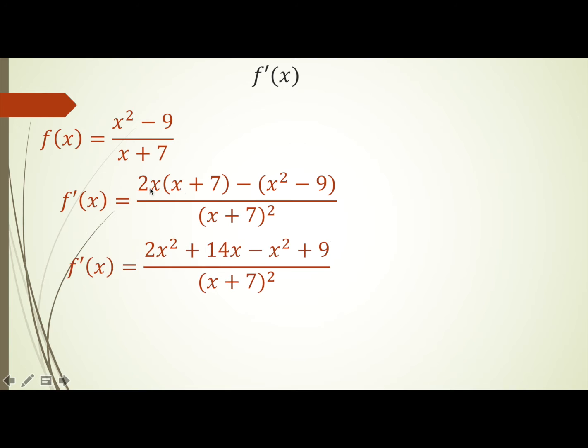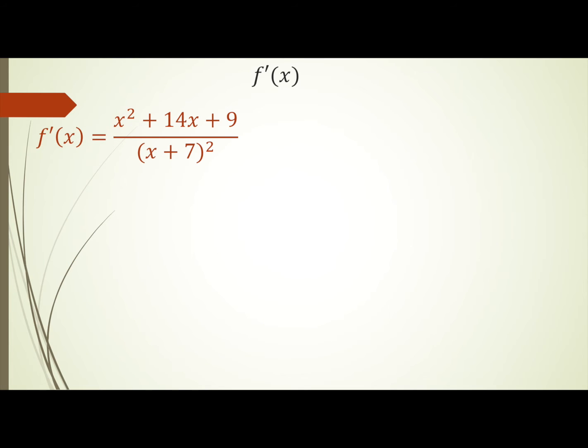Let's simplify this a little bit. 2x times x is 2x squared. 2x times 7 is 14x. Distribute the negative. When you combine like terms, you get (x squared plus 14x plus 9) divided by (x plus 7) squared.